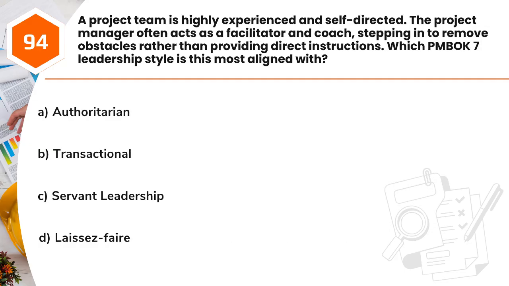Question 94. A project team is highly experienced and self-directed. The project manager often acts as a facilitator and coach, stepping in to remove obstacles rather than providing direct instructions. Which PMBOK 7 leadership style is this most aligned with? A. Authoritarian. B. Transactional. C. Servant leadership. D. Laissez-faire.